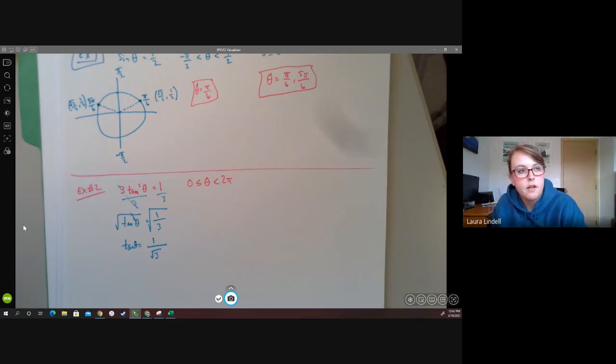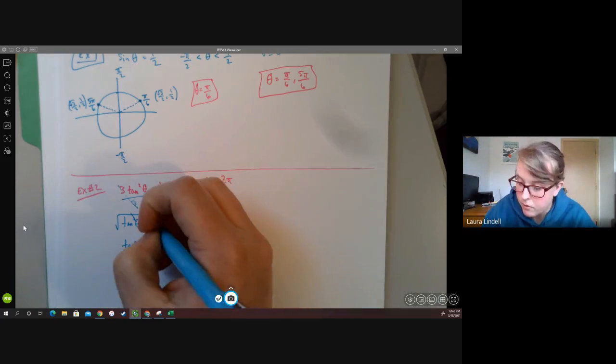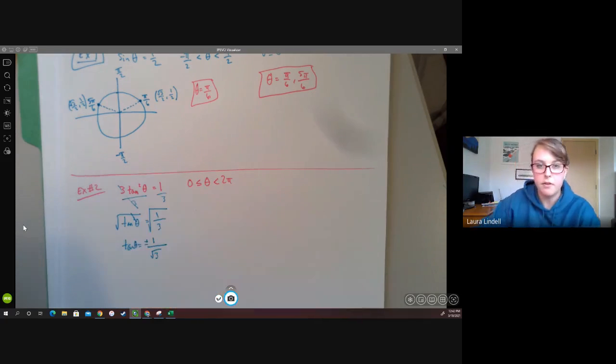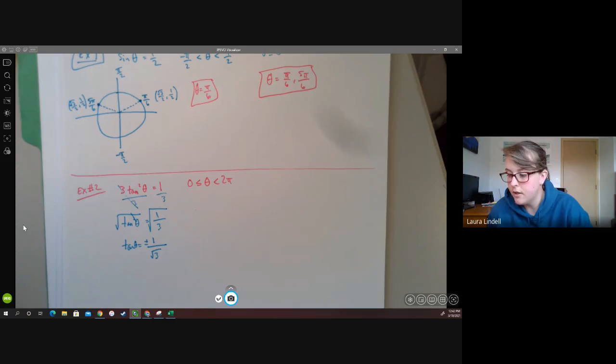Okay, so we have tangent of theta equals 1 over the square root of 3, or actually plus or minus 1 over the square root of 3, because when you square root both sides, you end up with positive or negative of the solution. Can't forget that. Okay, so now we have plus or minus 1 over the square root of 3.